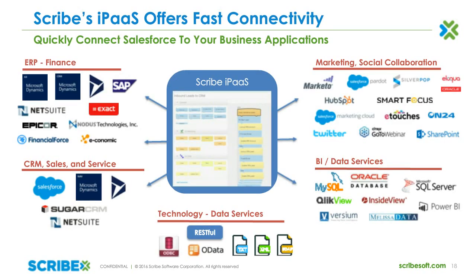So in summary, we offer fast connectivity. Scribe can be that hub and spoke model. All the applications that you have in your business can be run through Scribe's iPaaS. So you can connect your ERP, your sales and service, your other data services to your marketing and BI and other services. And you can do this very rapidly.